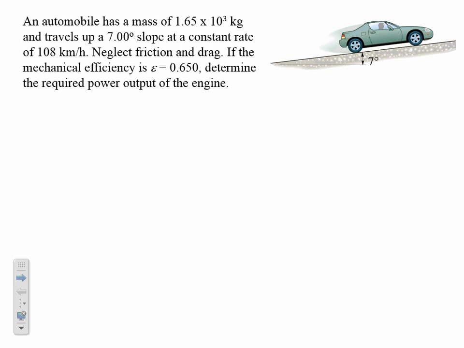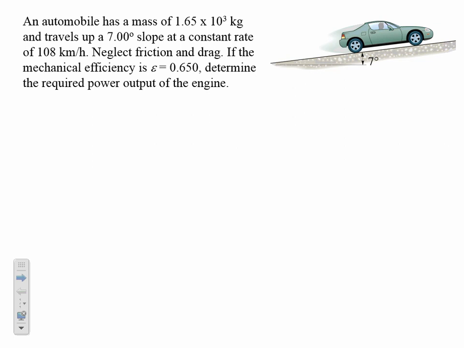We're told to neglect any friction and drag, but we are told that the mechanical efficiency of just the drivetrain of the automobile is 0.65. So only 65% of the power being generated by the engine is actually going into making the car go up the hill. The other 35% is being lost internally to the car in friction between the gears and so forth. We're asked to determine the required power output of the engine so that the car can go up this hill at this speed.